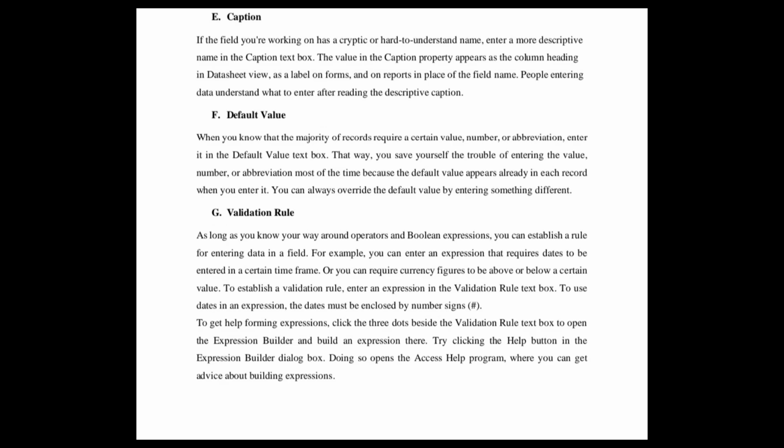E. Caption. A companion is useful if the field you are working on has a cryptic or hard to understand name. Enter a more descriptive name in the caption text box. The caption property appears as the column heading in datasheet view, as a label on forms, and on reports in place of the field name. People entering data understand what to enter after reading the descriptive caption.